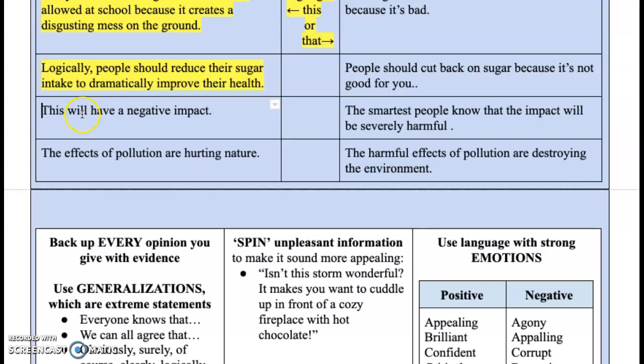Now I want you to read these two sentences and then highlight which one you think is more persuasive. This will have a negative impact, and the second one is the smartest people know that the impact will be severely harmful. You decide which one is more persuasive and then highlight it, and then do the same for these last two sentences.